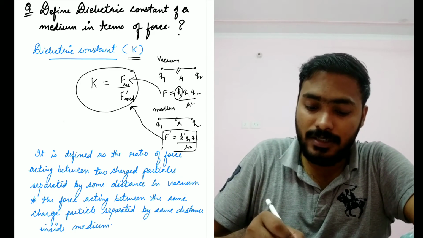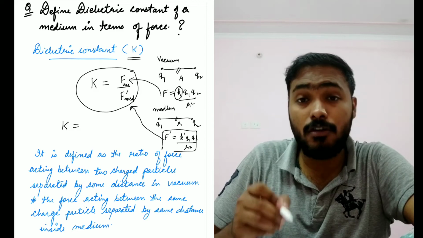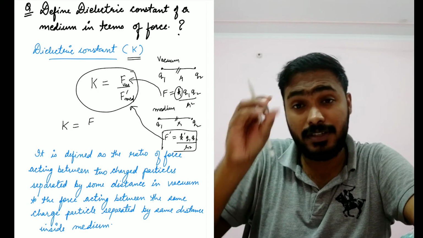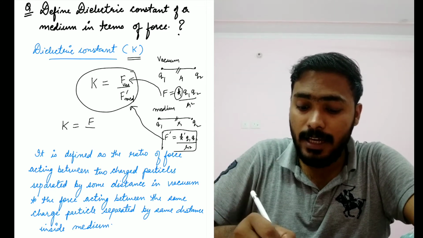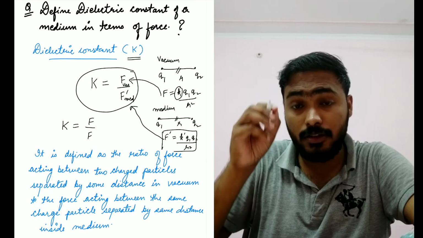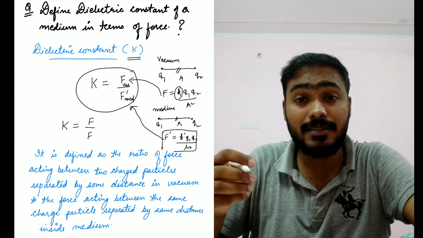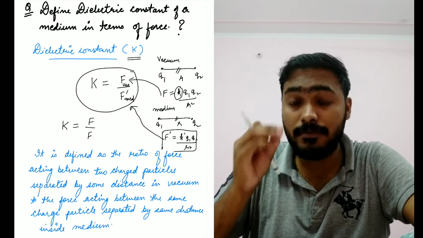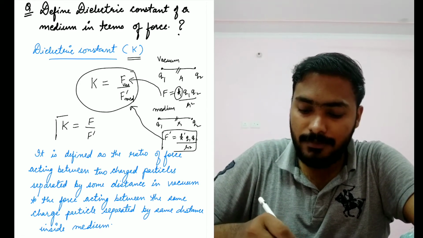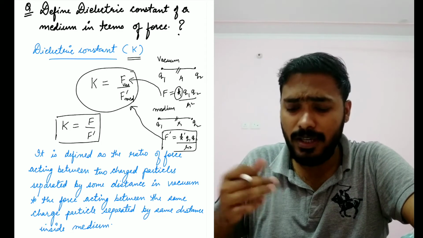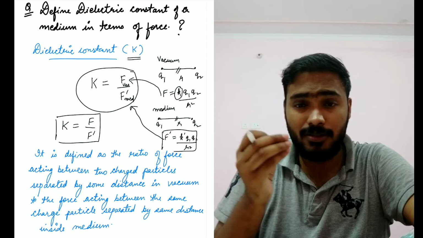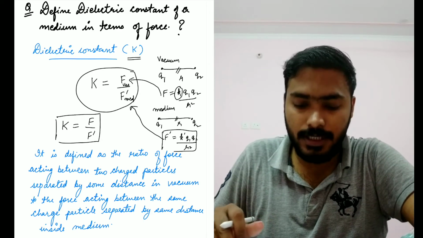So this is the force due to some medium. Dielectric constant is actually the ratio of the force of interaction of the same charges separated by some distance in vacuum, divided by the force between the same charges separated by the same distance, but with some medium instead of vacuum. That is what dielectric constant is. I hope you started to get a feel of it.